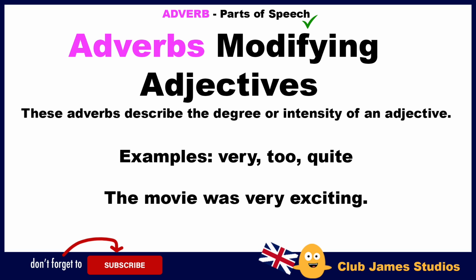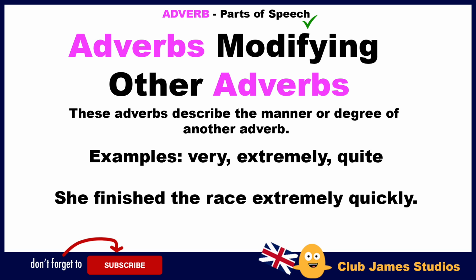Adverbs modifying adjectives. These adverbs describe the degree or intensity of an adjective. Examples: very, too, quite. The movie was very exciting. Adverbs modifying other adverbs. These adverbs describe the manner or degree of another adverb. Examples: very, extremely, quite. She finished the race extremely quickly.